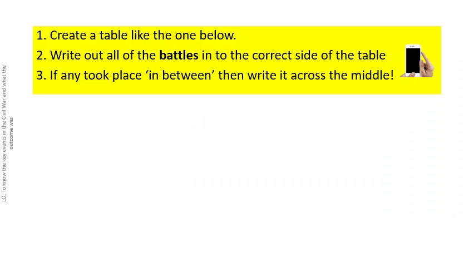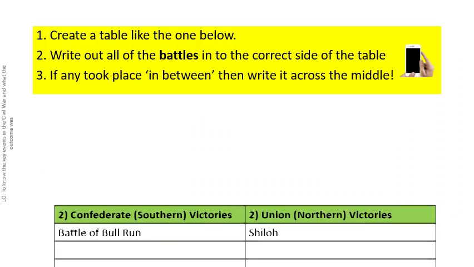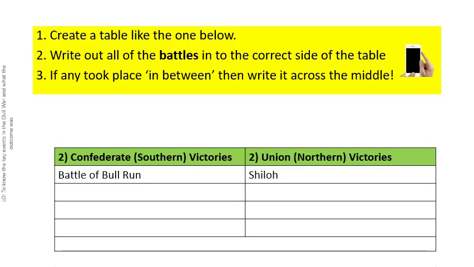So what I would like you to do, guys, for your task, and you can see there's a picture of the phone there because I would like you to send me this. So you're going to create a table just like this one here, all right? Super simple. You're going to have on one side Confederate, ignore the number 2, don't write that out. I don't know why that's there. But on one side, you're going to write Confederate victories and the other side, Union victories.